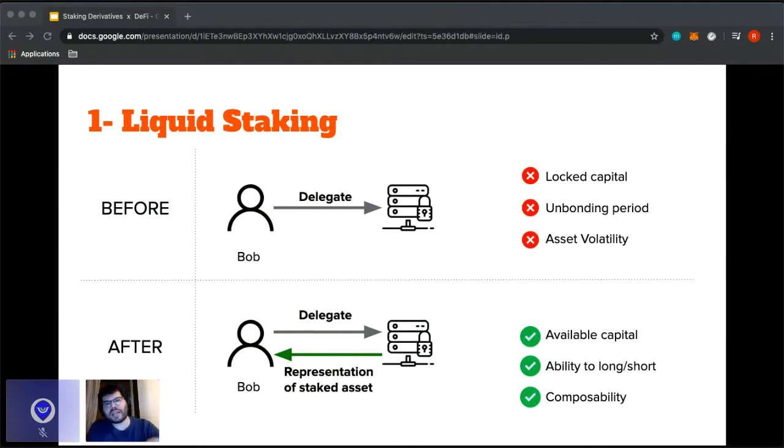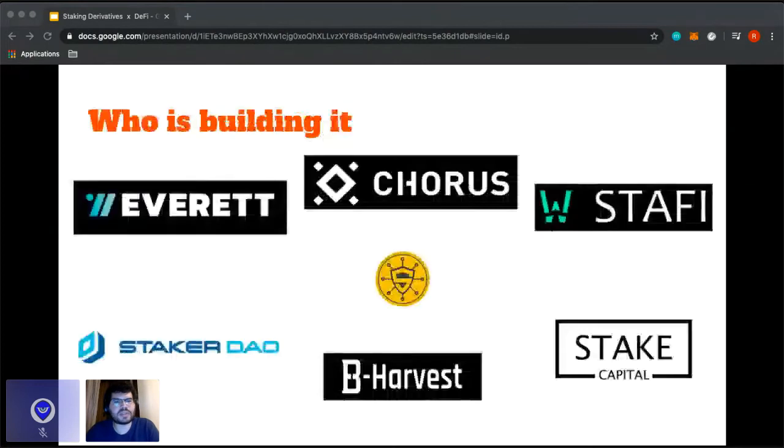So for this liquid staking, we have a certain number of teams that are already working on it. Most of them are validators or are in the validating space, apart from Everett Protocol. So there is Everett Protocol, there is Chorus One, who is a validator. Staffy, the team behind Staffy, is also a validator. Stake Capital, B. Harvard, Sika, who is working with Chorus One on this one, and Staker DAO, who were also validators on Tezos.